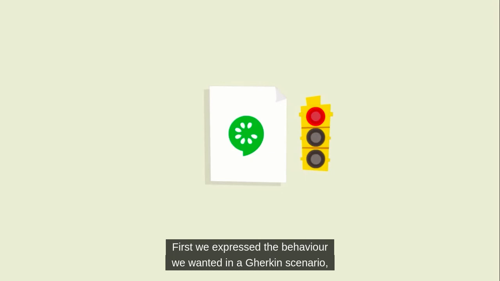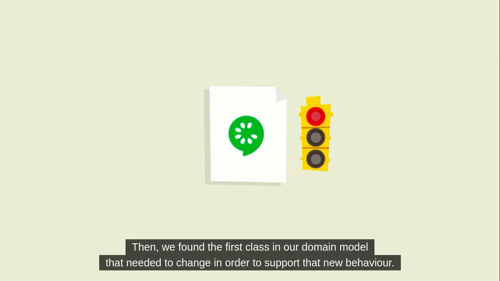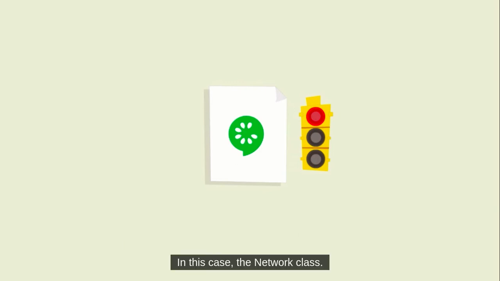You might have noticed that we've followed a pattern when we added behaviour to the system during this chapter. First, we expressed the behaviour we wanted in a gherkin scenario, wired up the step definitions, and then ran Cucumber to watch it fail. Then, we found the first class in our domain model that needed to change in order to support the new behaviour. In this case, the network class.